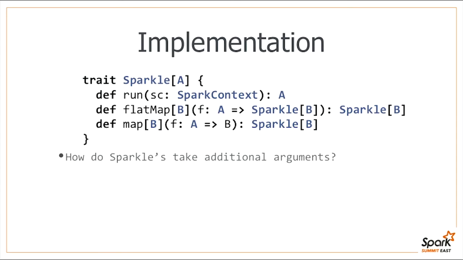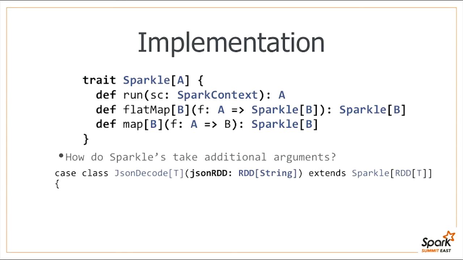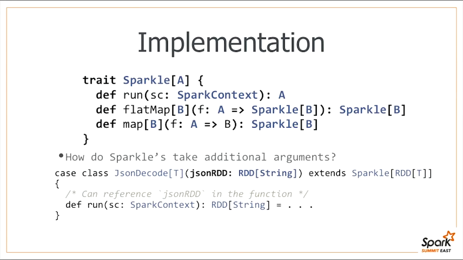Cool. One thing you might want to ask is, how do Sparkles take additional arguments? This is an example of a Sparkle, or the shell of a Sparkle. The answer is that these additional arguments can be fed as constructor arguments to the Sparkle. So in this case, JSON decode Sparkle decodes a JSON into a specific type T. The run method will have access to the JSON RDD that you feed in the constructor argument. And just as a tangent, this is how most languages support closures.